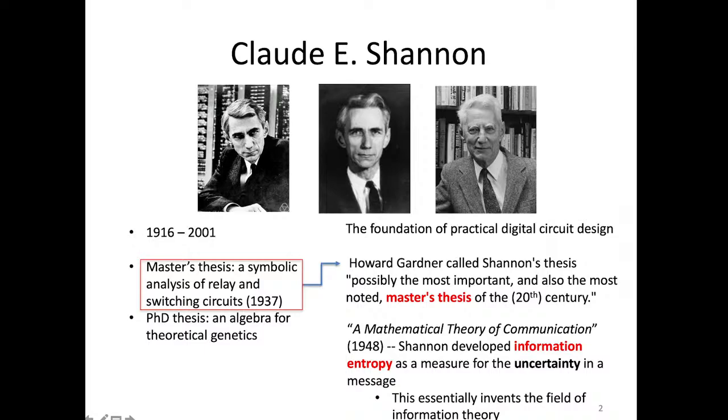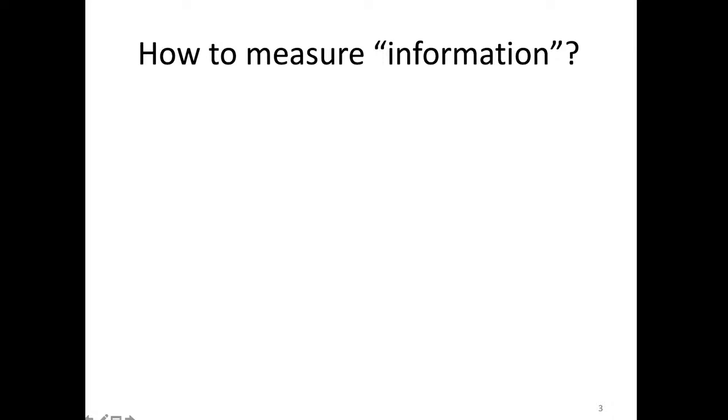But we don't want to talk about this thesis today. We want to talk about another great piece of work written by Shannon, which is A Mathematical Theory of Communication. In this paper, Shannon developed the concept of information theory. He developed a thing called information entropy, which is a measurement of uncertainty in a message. Sometimes people call Shannon the father of information theory because of this paper. So how to measure information?